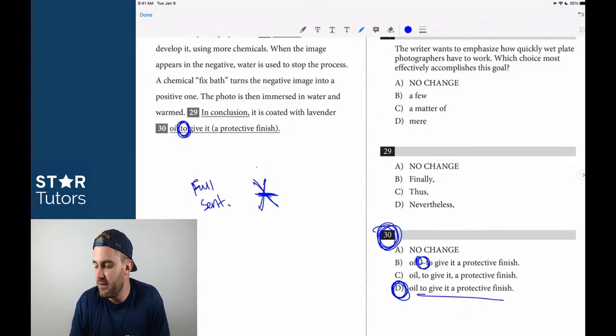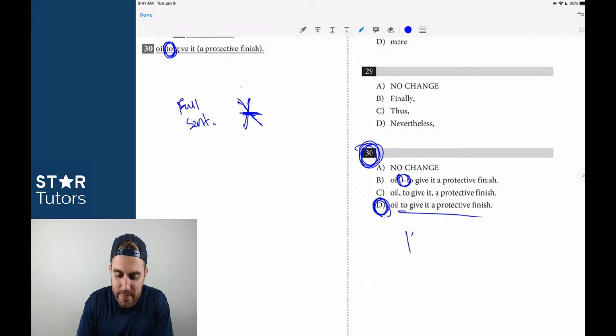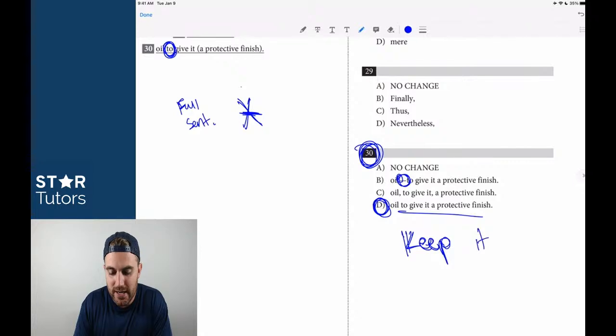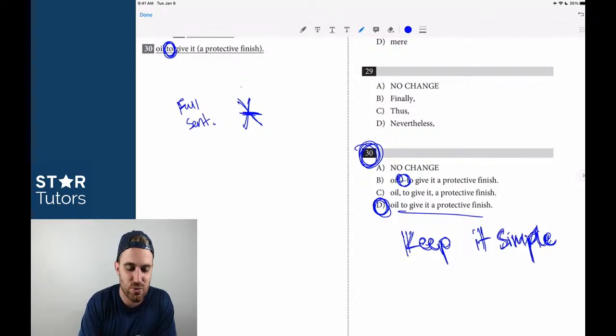And again, the one thing that I'll leave you guys with on punctuation and the writing and language section as a whole is to keep it simple. Don't use punctuation if you don't need to. If every answer choice has punctuation, then obviously you're going to have to use a punctuation mark. But keep it simple. Keep it simple. This one's hard because of this preposition word to.